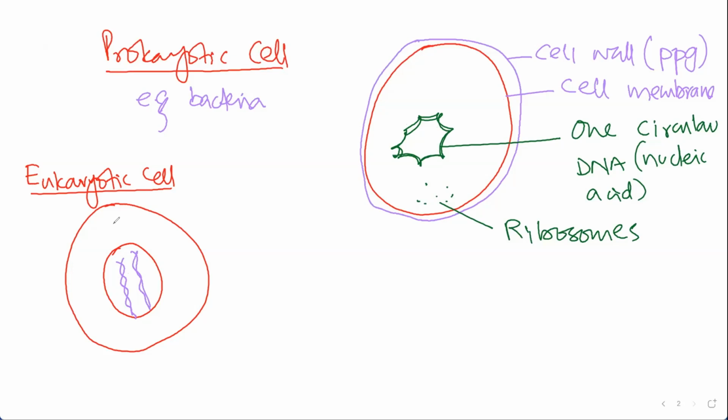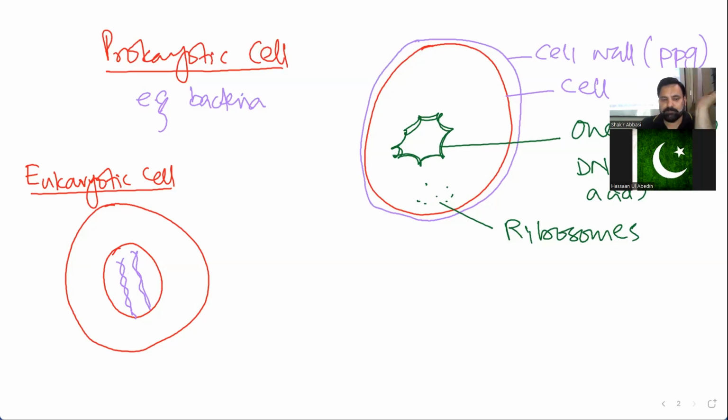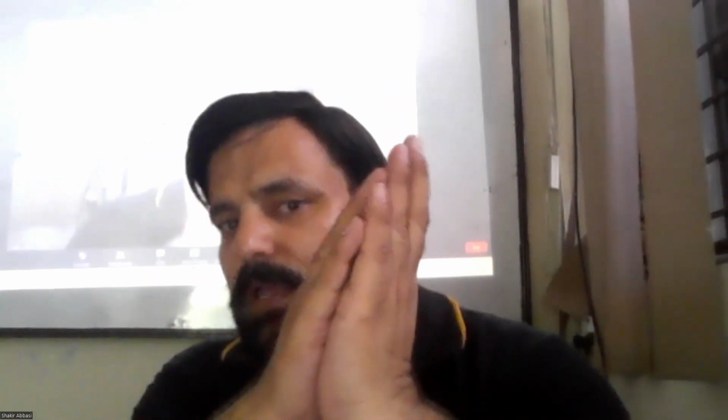Should I say this again? Basically, what we have discussed so far is that there are two types of cells, prokaryotic cell and eukaryotic cell. A prokaryotic cell has no membrane bound organelle. Like any cell, it has a cell membrane, nucleic acid, and cytoplasm, but it has no membrane bound organelle. But eukaryotic cells have membrane bound organelles. Did you get it?